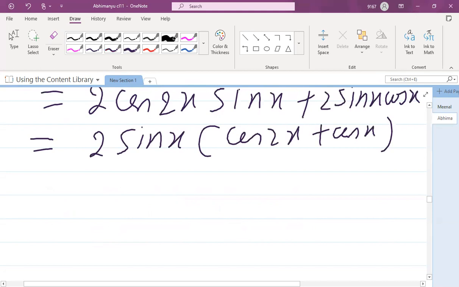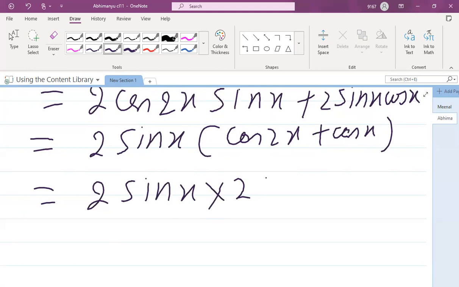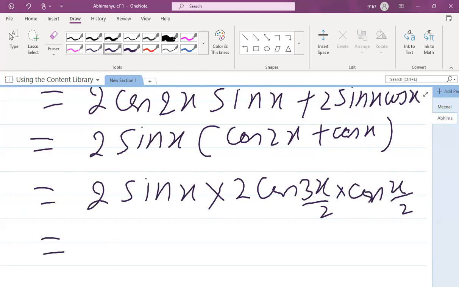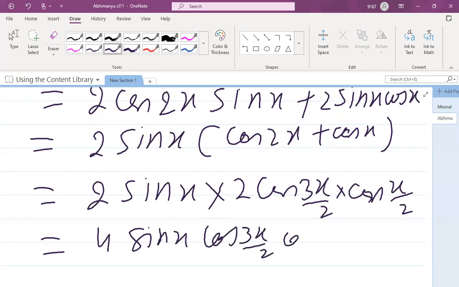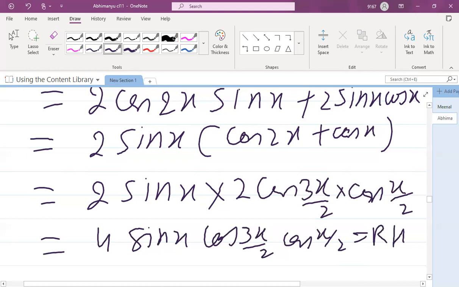Now, using identity once again, we have 2 sine x into 2 cos c plus d by 2. This will be 2x plus x by 2, 3x by 2, into cos 2x minus x by 2, that will be x by 2. So we have 4 sine x cos 3x by 2 cos x by 2. What we needed to prove? Yes, we have to prove this only. So this is RHS and hence proved.